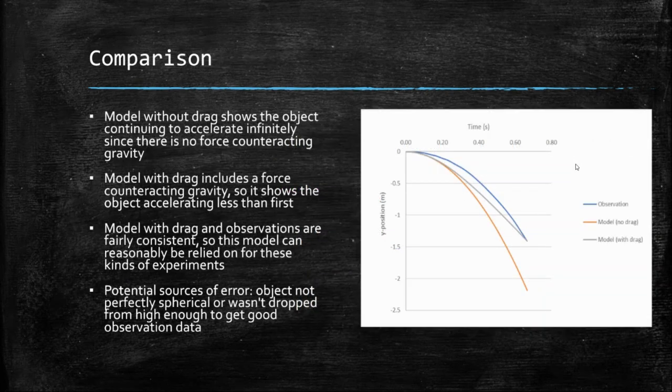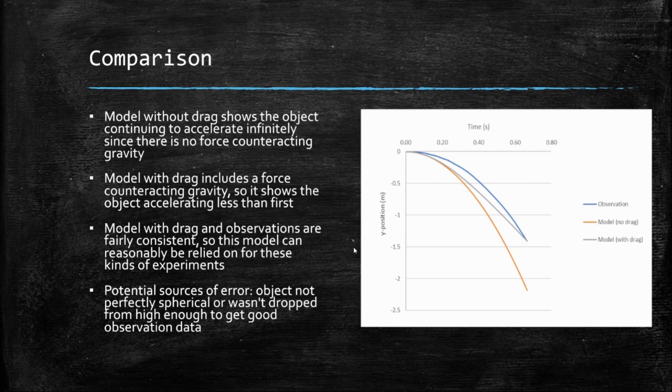Here I plotted my data for the model not including drag, the model including drag, and my actual observation data all on one graph. You can see that the model without drag shows the object continuing to accelerate infinitely since there's no force counteracting gravity. You can see that the slope continues to get steeper going down. The model with the drag includes a force counteracting gravity, so you can see that it's accelerating less steeply than the first model. This one and the actual observation data are pretty consistent, so I would say that the second model can reasonably be relied on for these kinds of experiments.